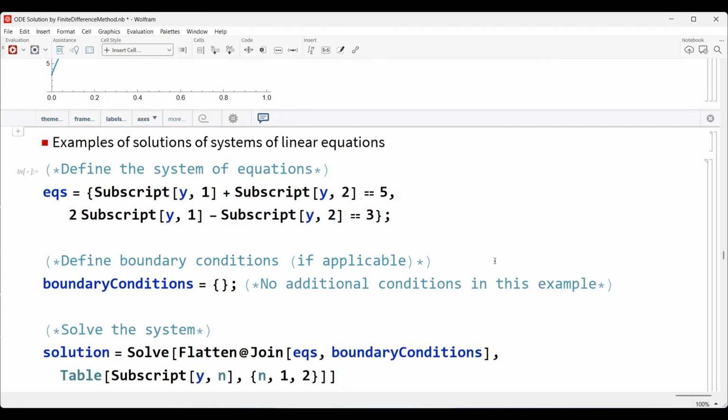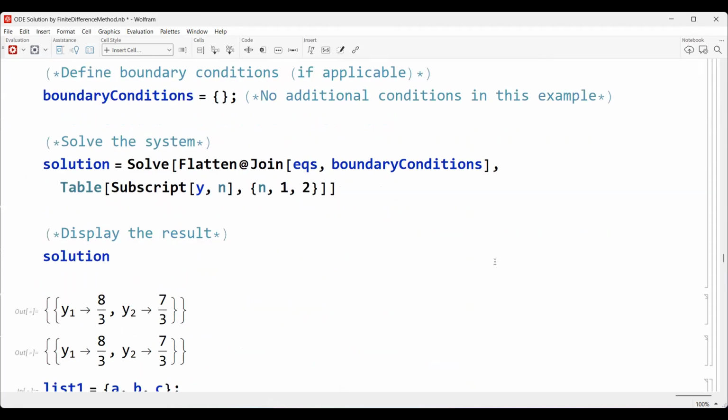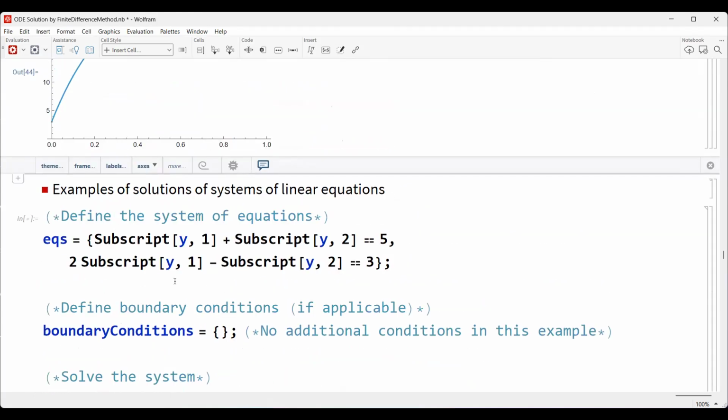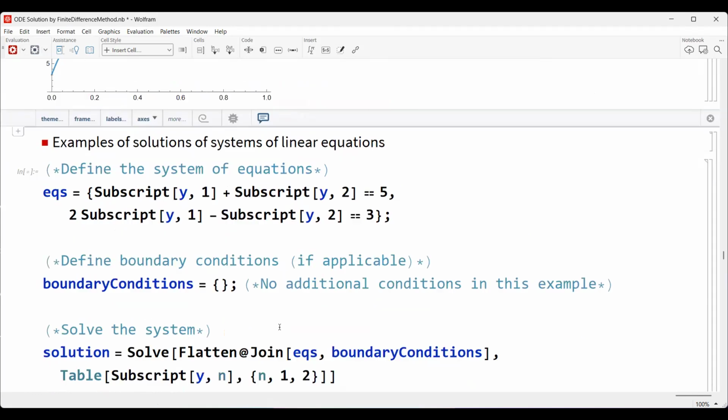So let us solve the solution here. The next example is the examples of solution of system of linear equations. Before we proceed to the solution of the problem, let us have first examples. For example, our equations here are y sub 1 plus y sub 2 equal to 5, and 2y sub 1 minus y sub 2 is equal to 3.